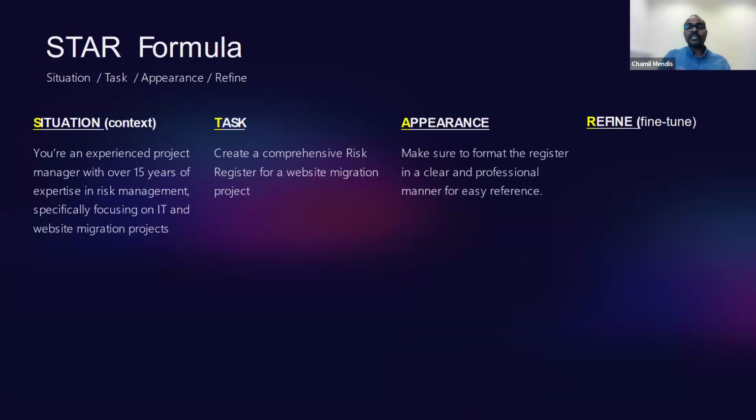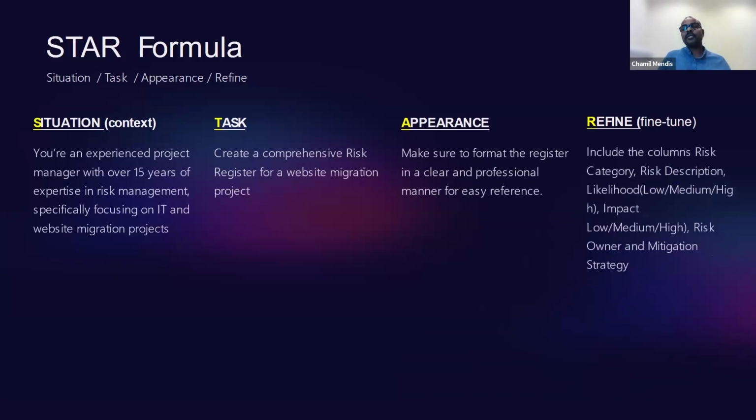In the appearance section, you can further say, make sure to format the register in a clear and professional manner for easy reference. So you are saying how you want the risk register to appear. Maybe you can set the tone, and maybe you can set the format on the appearance side.